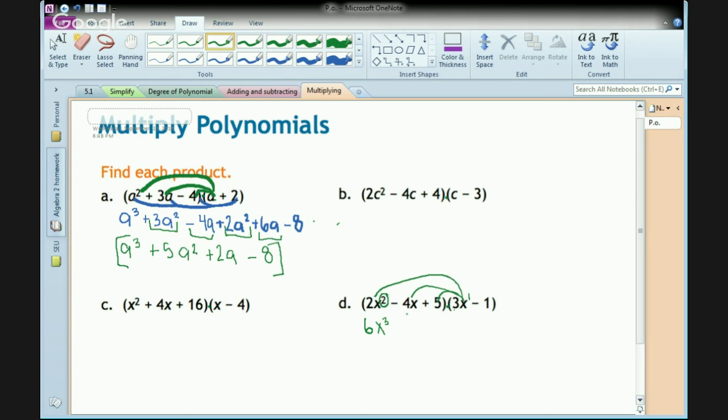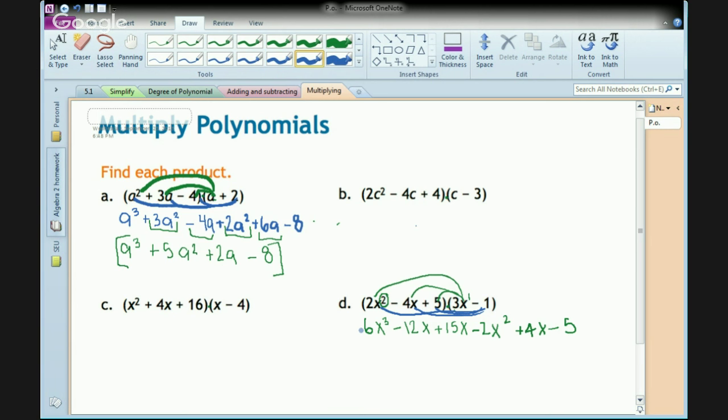Then I'm doing 3x times negative 4x, so that gives me negative 12x squared. Then I have 3x times 5, so that gives me positive 15x. So I'm done multiplying everybody by 3x. Now I'm going to go ahead and multiply everybody by negative 1. So when I do that, I get negative 2x squared plus 4x minus 5. And I'm going to combine my like terms.